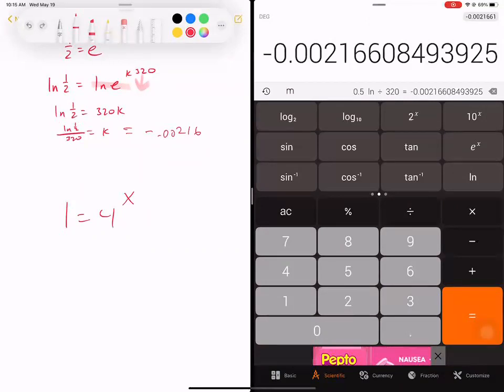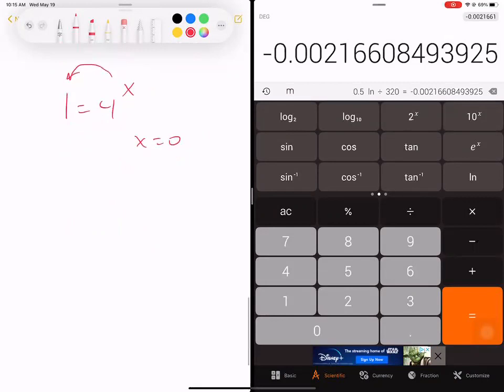Okay, great. Now, just a reminder, anything to the exponent 0 is 1, so I can automatically say x is equal to 0. If you don't believe me, 4 to the 0 is 1. Anything to the 0 power is 1. But let's say you don't believe me.